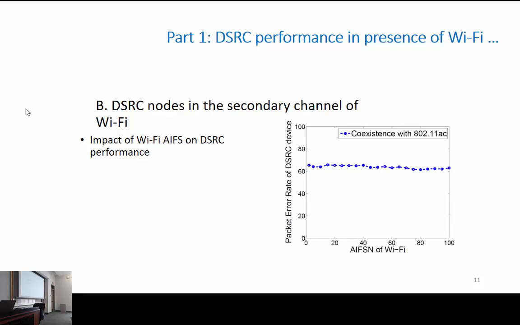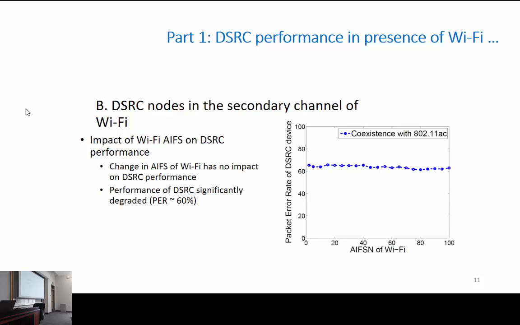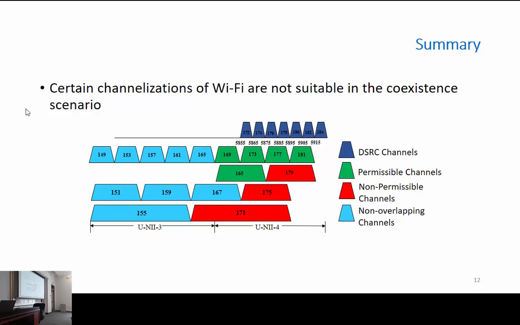And so at least as far as the current standard is concerned, you cannot operate on any channelization where DSRC falls in the secondary channel of Wi-Fi. So this severely restricts. This is the same diagram that I showed before. These are the DSRC channels, and these are the channels that are fine. Wi-Fi devices can indeed operate on these channels, sharing with DSRC.